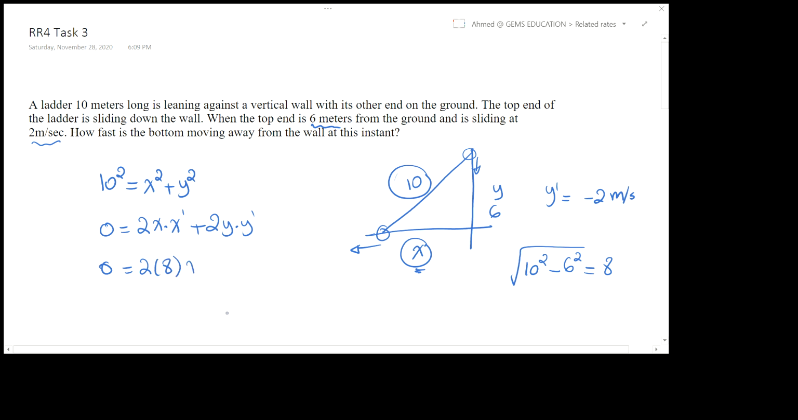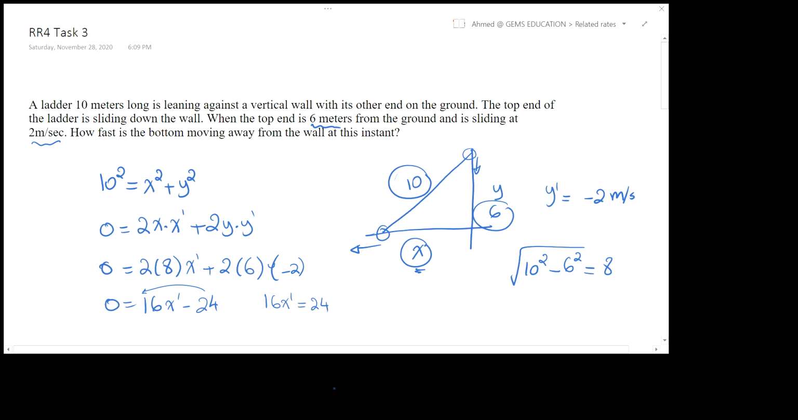x prime is the thing that I need to figure out. That's the rate of change of this side here. Plus 2, and then substitute y with the value that's given here, which is 6. y prime, we know as well, is equal to negative 2. Now put everything on the other side and leave x prime on one side to figure out its value. In this case, 2 times 8 is equal to 16 x prime, plus 2 times negative 2 times 6, this is negative 4 times 6, which is basically negative 24.